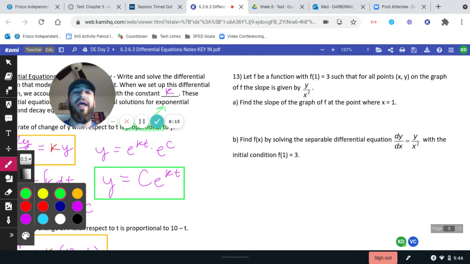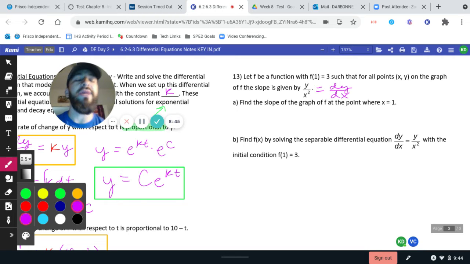So 13, let f be a function with f of 1 is equal to 3. So that's an initial condition. 1 being the x value, 3 being the y value, such that for all points x comma y on the graph of f, the slope is given by y over x squared. So remember, we've learned this before in calculus, the slope is represented by what in calculus? It is the derivative. So y over x squared is our function for the derivative. It is dy over dx.